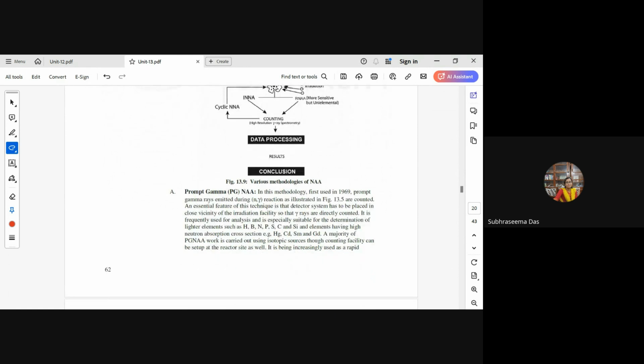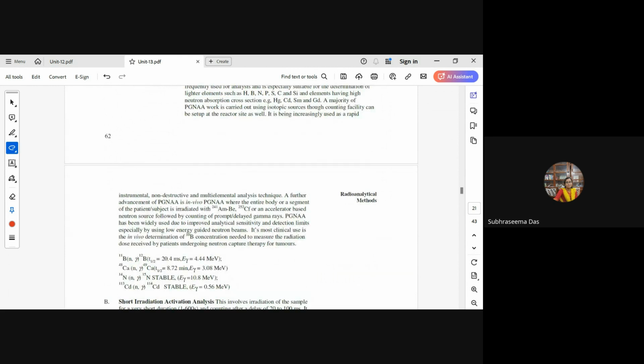The first is PGNAA, that is, prompt gamma neutron activation analysis. In this methodology, prompt gamma rays emitted during the n-gamma reaction are counted. An essential feature of this technique is that the detector system has to be placed in close vicinity of the irradiation so that gamma rays are directly counted. Measurement of gamma rays is critical in this PGNAA procedure. Its most clinical use lies in the in vivo determination of B10 concentration, which is needed to measure the radiation dose received by patients during cancer therapy.